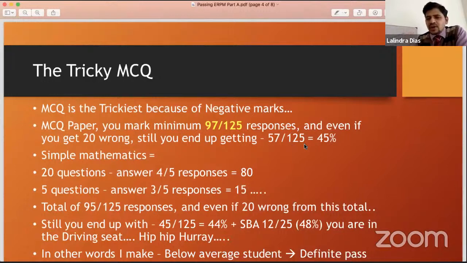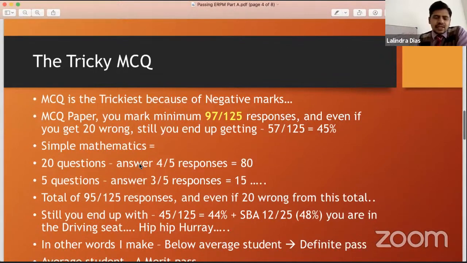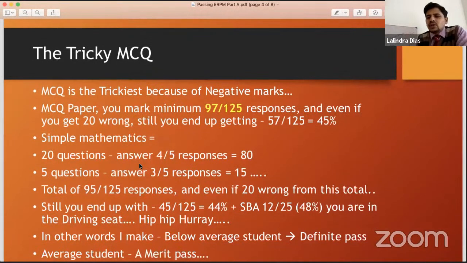So 57 out of 125 is 45%. Simple mathematics I have given. What is the simple mathematics? Look at this slide. You are given 25 MCQs in the paper. For 20 questions, you answer 4 responses out of 5. There may be a few questions where you can answer all 5 very easily.